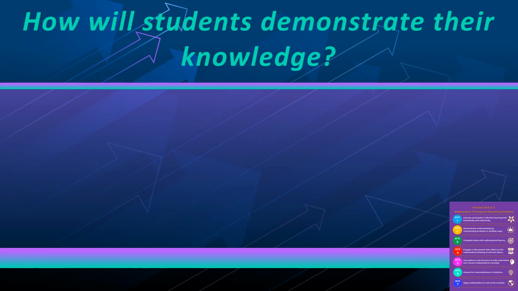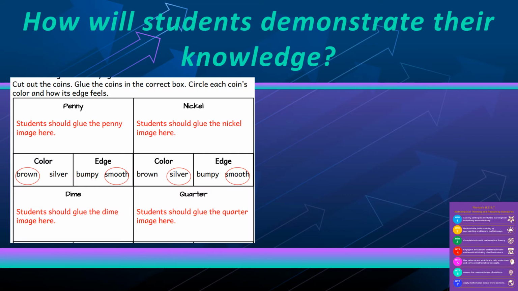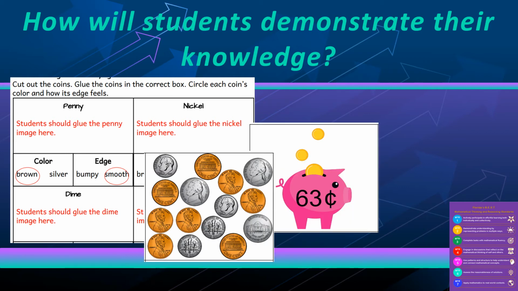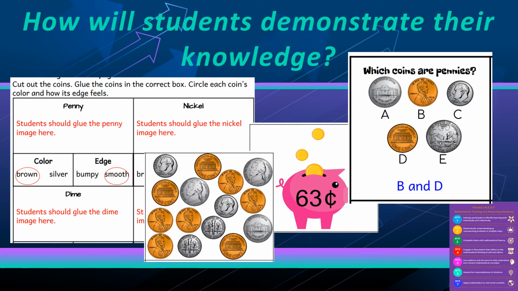How will our students demonstrate their knowledge? During this unit, we should be providing many opportunities for our students to demonstrate their understanding of the benchmarks. STEMscopes provides activities like journal entries, exit tickets, show what you know activities, and fluency games that allow our students to demonstrate their understanding of the benchmarks being taught. This also gives the teacher the opportunity to informally assess student knowledge.